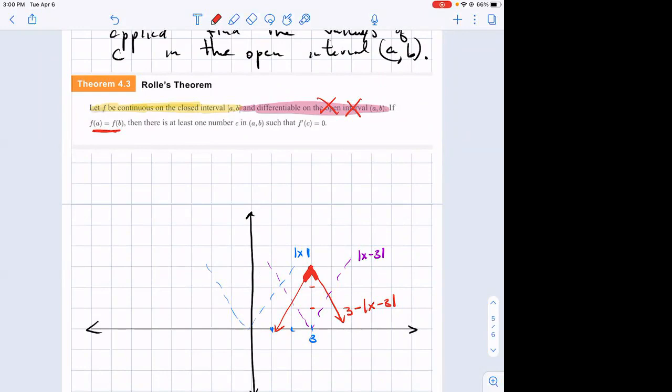There are 4 conditions. The function has to be continuous, must be in a closed interval, must be differentiable, and f of A must be equal to f of B. Four things. If these 4 things are not checked, that's it. The theorem is flawed. Well, we have a problem with the function that is supposed to satisfy the theorem.